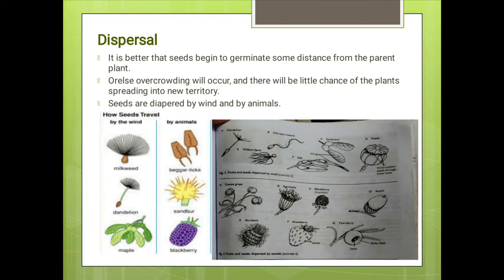Now let's discuss dispersal. Dispersal is the movement of seeds away from their parent plant, okay? Guys, it is essential and better that the seeds grow or germinate a bit far away from the parent plant, or else overcrowding will occur and the chance of spreading the plants into a new territory would be very low. That is why seeds are usually dispersed, okay? They are usually dispersed by wind and by animals, okay?